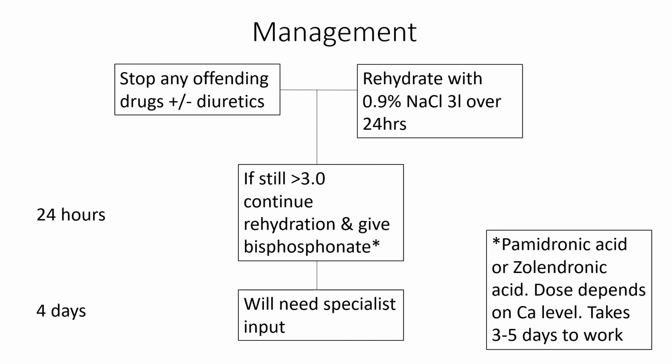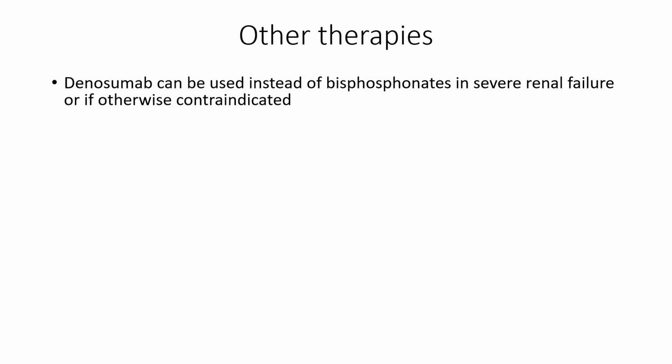If you're not getting any reduction in calcium, or if you're not sure what to do, you will need specialist input. And there's a good chance you'll have consulted an endocrinologist before this. So that's the mainstay of therapy. There are other therapies to use, particularly in difficult or refractory cases. So in patients where bisphosphonates aren't appropriate, if they're contraindicated, say severe renal failure, then you can consider denosumab. And this is a monoclonal antibody that affects the RANK ligand.